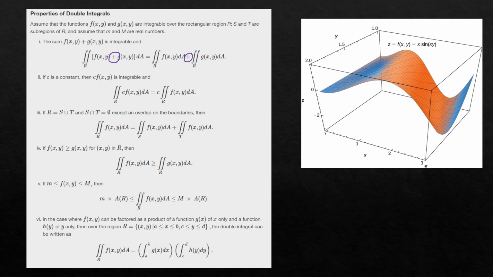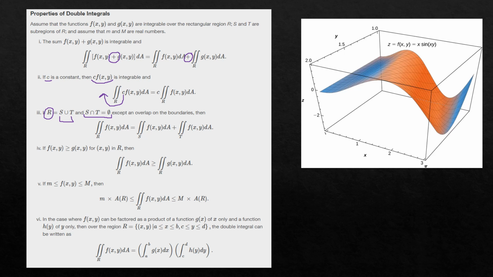Then the second property says that if c is a constant and we're integrating c times f, then we can take this constant up front. So we've done that for single integrals, right, where we integrated a function of one variable. This is still true for multiple integration. The third one says that if R, the region of integration, is a union of two other regions such that they do not overlap. So this statement right here says their intersection is empty, except maybe an overlap on the boundaries.